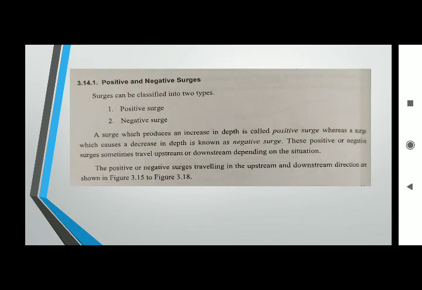Okay, now let's discuss surges. Surges are of two types. First one is positive surge, second one is negative surge. Then what is positive surge, what is negative surge? A surge which produces an increase in depth is called positive surge, whereas a surge which causes a decrease in depth is known as negative surge. If the depth of water increases due to surge, then that is called positive surge. If the depth of water decreases due to surge, then that is called negative surge.